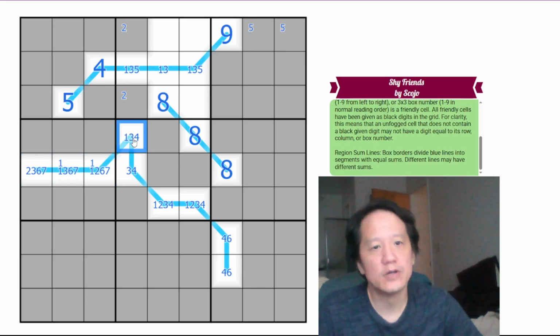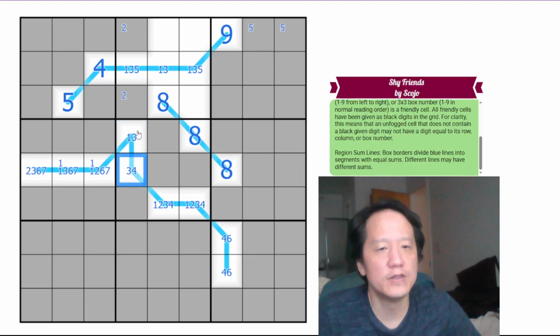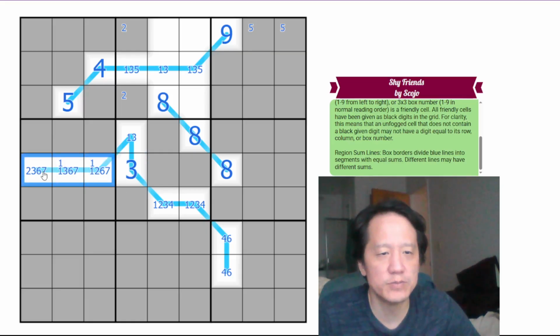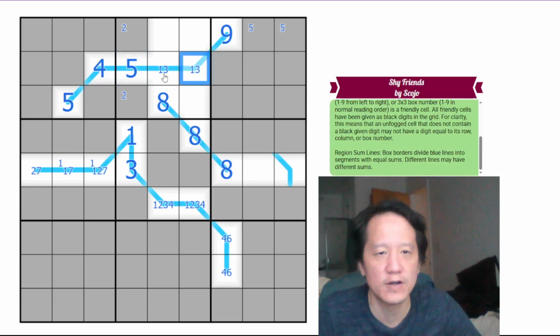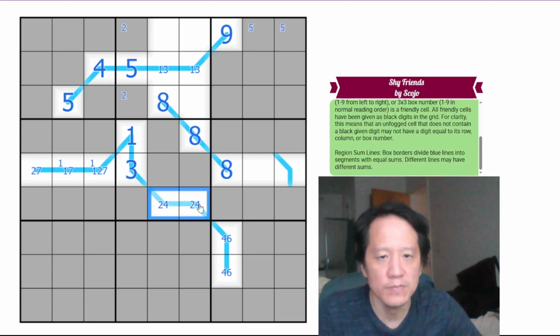4 cannot be here because that matches the column. This can't be 4 also because it matches the column. So this is 3, which means none of these can be 3, which means this can't be 1, 3, and 6 adding up to 10. It must be 1, 2, 7. 3 eliminates 3 here, so this is 1. This can't be 1 or 3, so this is 5, which means this can't be 5. These can't be 1 or 3. It's a 2, 4 pair.